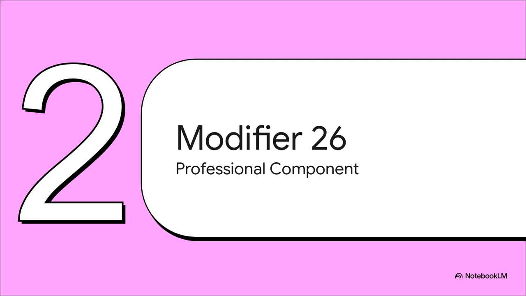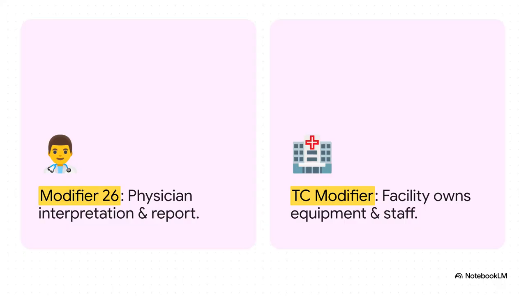Moving right along, Section 2, Modifier 26, the professional component. When you're looking at split billing rules for radiology, pathology, and diagnostic medicine, you'll see this classic split all the time. You've got the professional component, which is Modifier 26, versus the technical component, or TC. For the exam, you want to scan the question for this massive clue: physician read and interpreted only. If the doctor just read the X-ray and wrote the report, but the hospital actually owns the machine, you confidently apply Modifier 26. If the facility is billing for the equipment usage, they're the ones who use TC.